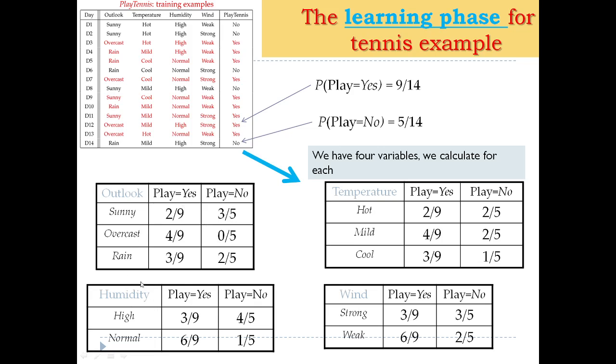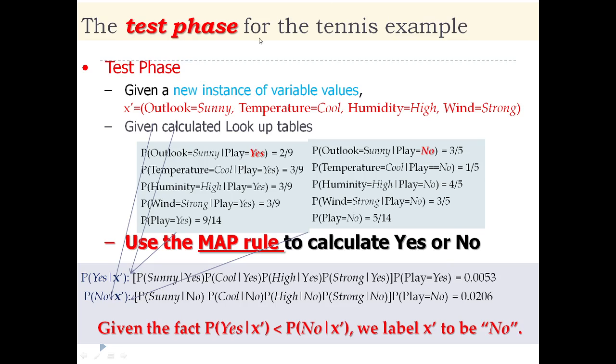Like this we have to calculate for the other attributes also, that is humidity, temperature and wind, and for both class yes and class no we have to calculate the probability of this attribute value occurring. Like this we need to calculate all the probabilities. Then we have to calculate the probability for the test data.